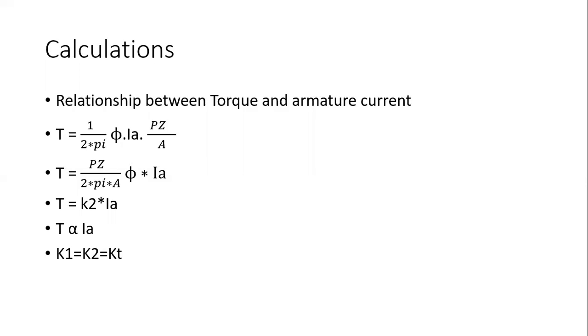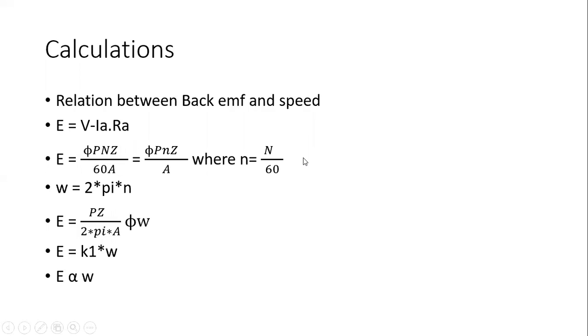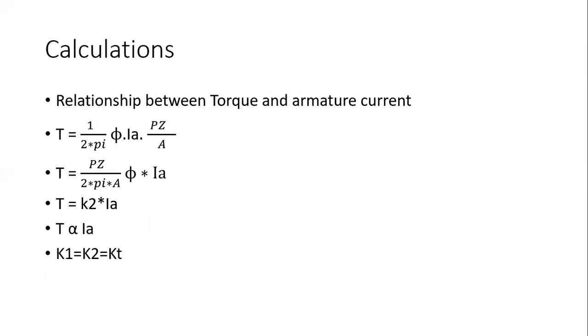So now, if you notice the relationship between torque and armature current, as well as the relationship between the back EMF and the speed, you can say that we have the same value of K1 as well as K2. That is Pz divided by 2 pi into A into phi. Keeping this in mind, now let me define this constant K1 and K2 as a KT value. So with respect to this, now we need to carry out the calculation.